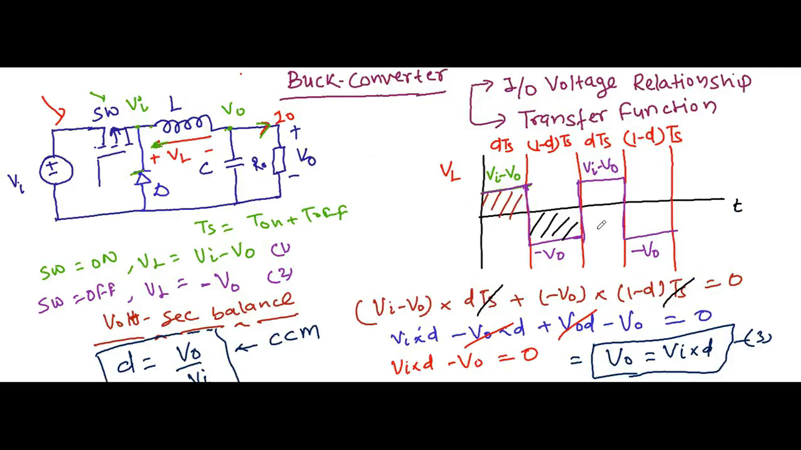So guys, I hope that now you are clear how you're going to apply the volt second balance in the buck converter, how you're going to find the input output voltage relationship in the buck converter, and how you're going to find the transfer function of your buck converter. So the input output voltage relation is V naught equals Vi into d, and d equals V naught divided by Vi, and that is how you can find the expression. Hope you have understood this concept.